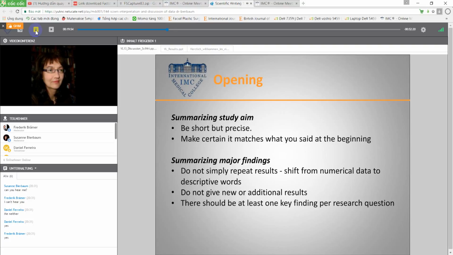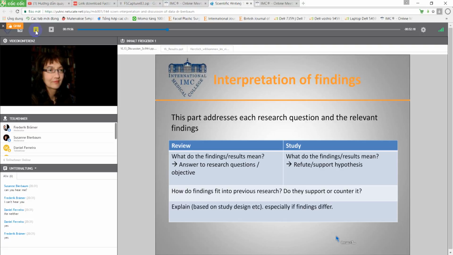That's the part about the opening. Second part, interpretation of my findings. And here you really have to address each research question or each key relevant finding.